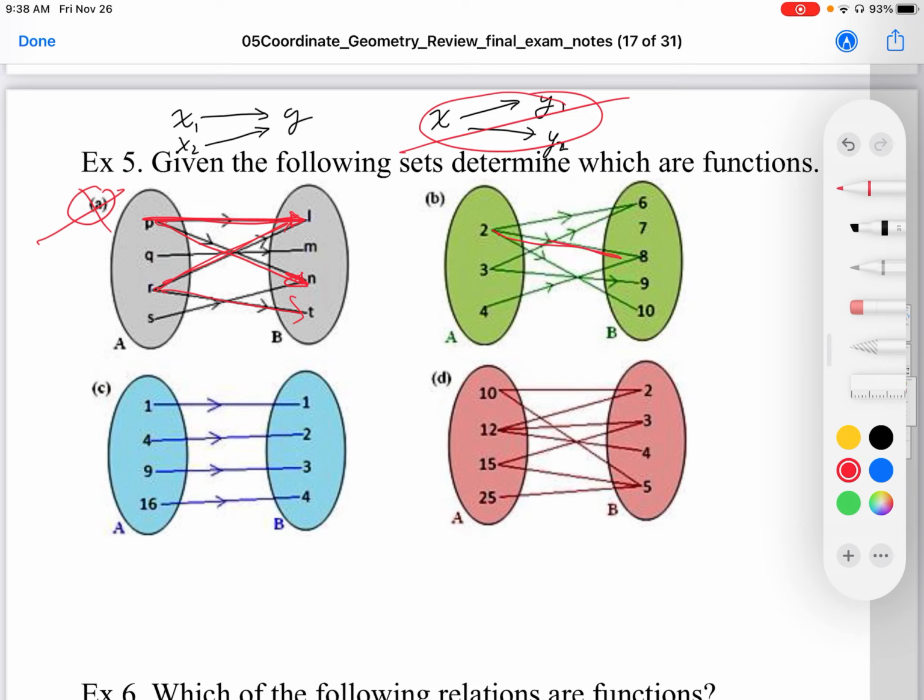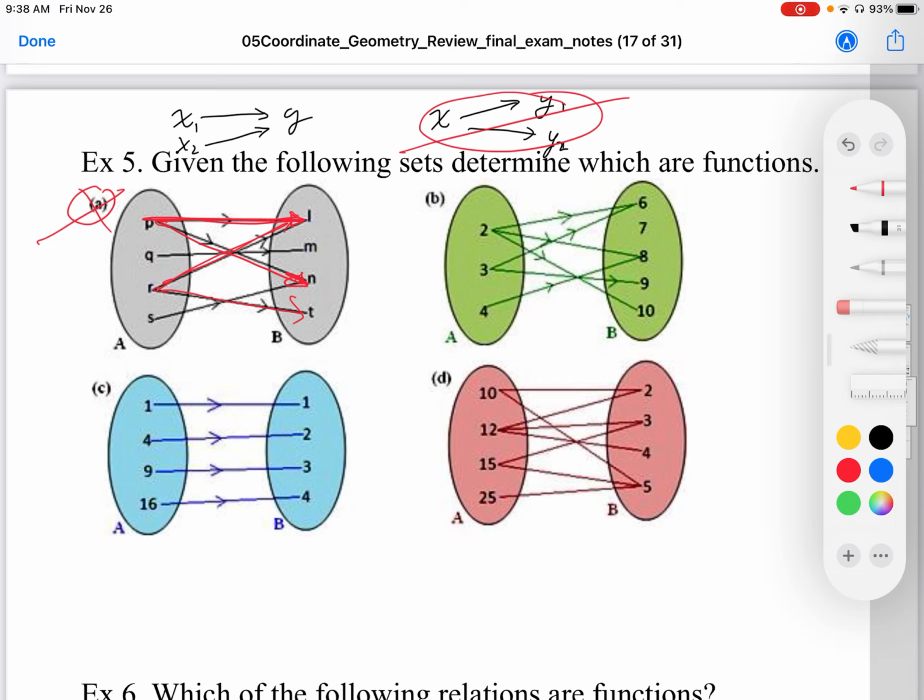Okay, so we can have two different x's map onto the same y. For example, here we have 2 mapping onto 8, 4 mapping onto 8. That's okay, but B is not a function because it doesn't pass the function test when we look at 2. 2 maps onto 6, it maps onto 8, and it maps onto 10. There's more than one value that it maps onto, so it doesn't pass the vertical line test for that.